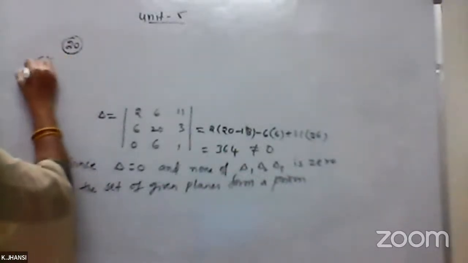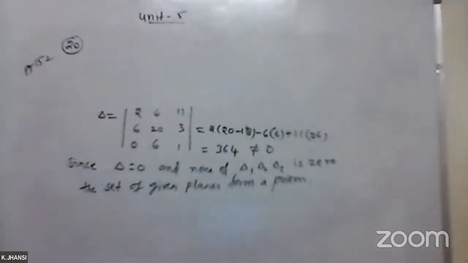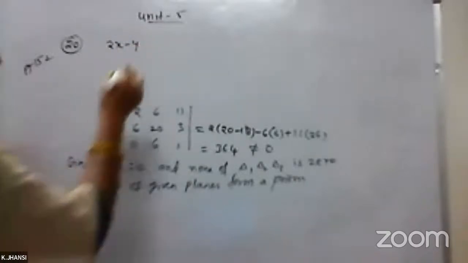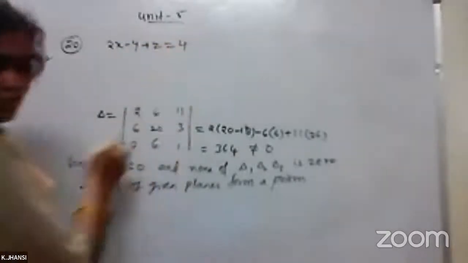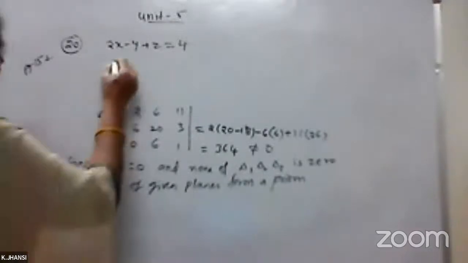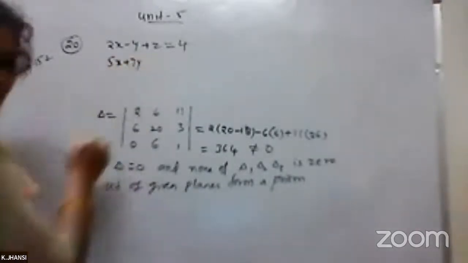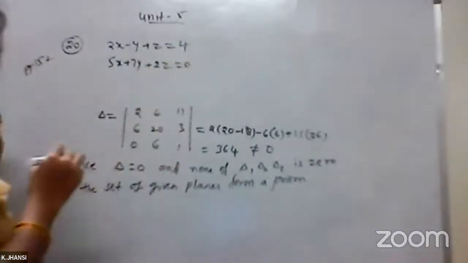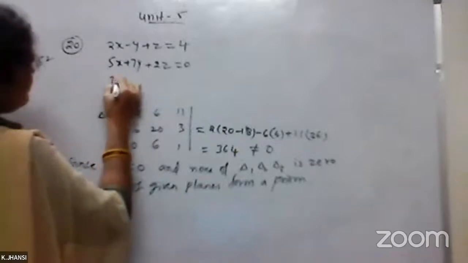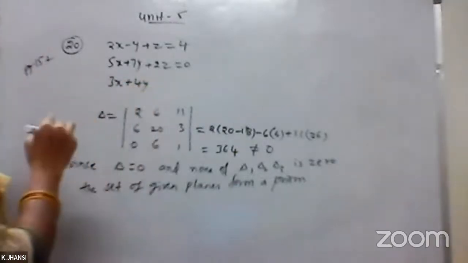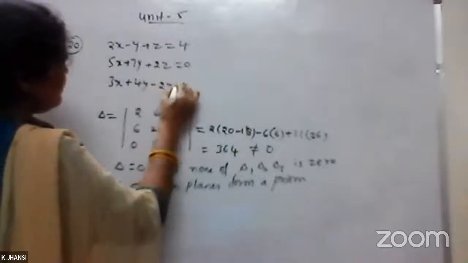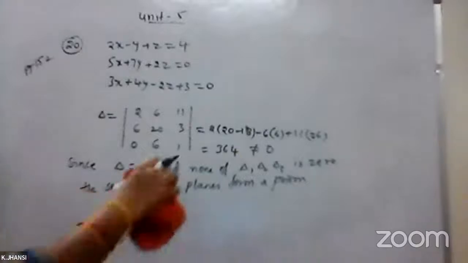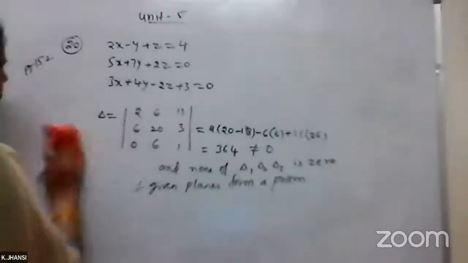Okay, page number 152. So the equations are 2x minus y plus z equals 4. Next, 5x plus 7y plus 2z equals 0. Next, 3x plus 4y minus 2z plus 3 equals 0. Okay, these are the three planes.